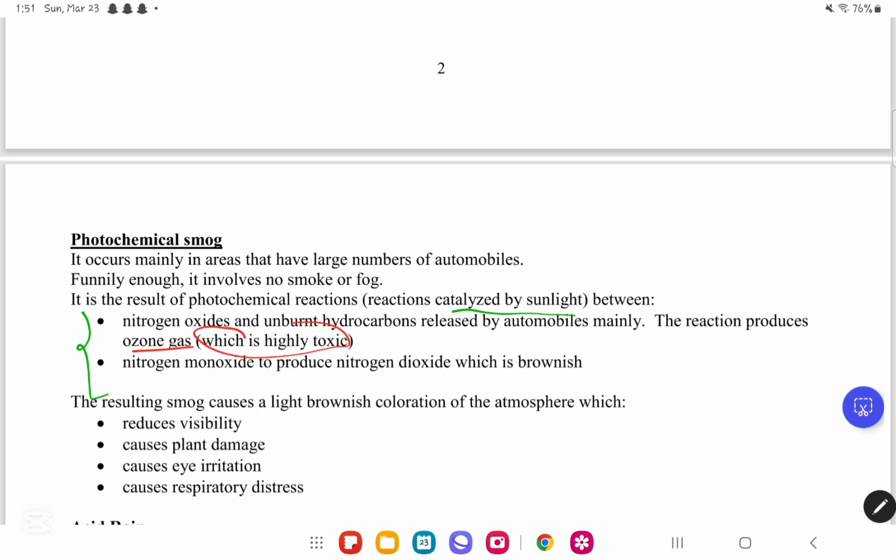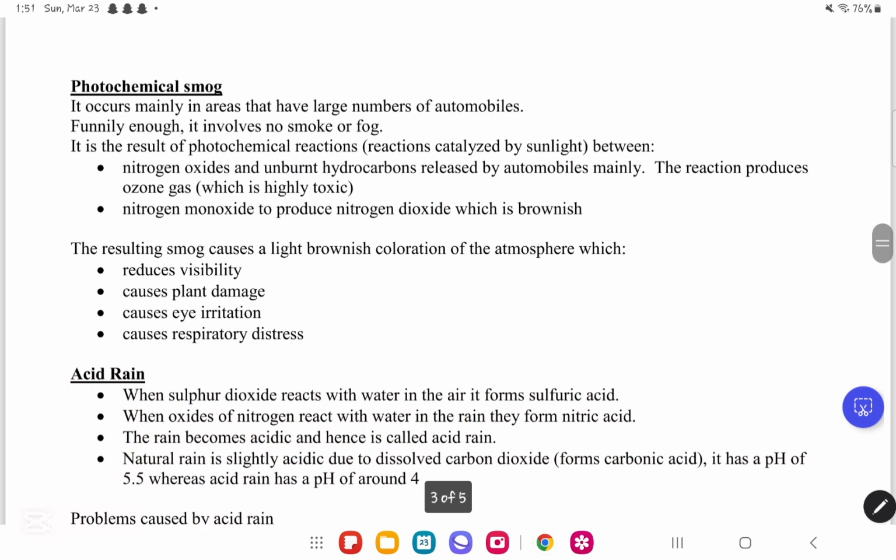Us as humans, we're not supposed to breathe it. That's why it's only found in the ozone layer. And the other reaction is nitrogen monoxide, which is catalyzed by sunlight. It will produce nitrogen dioxide, which is brownish. Okay, the resulting smog, what are the side effects of smog? It is a light brownish coloration of the atmosphere, which reduces visibility, causes plant damage, causes eye irritation, and causes respiratory distress.